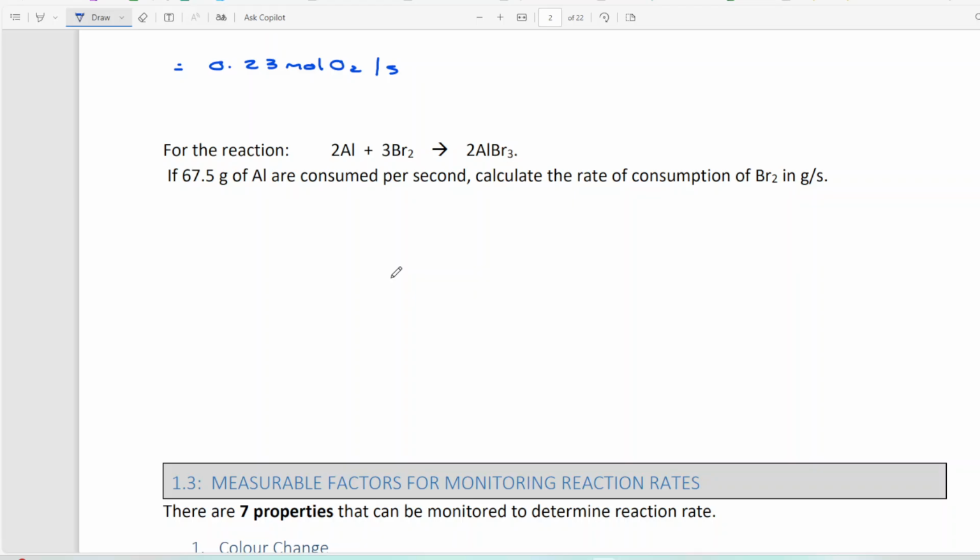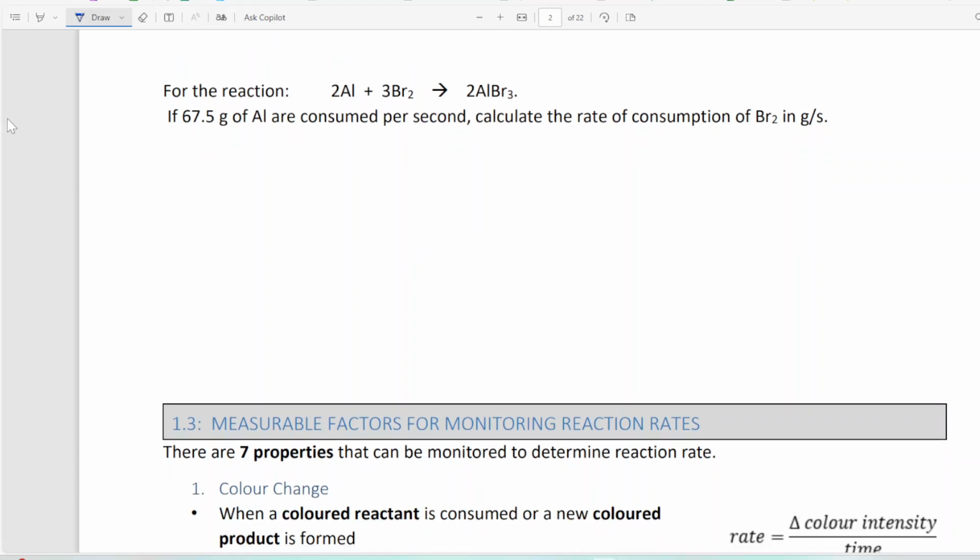So in this next reaction, they're going to tell you that 67.5 grams of aluminum is consumed per second. So this is 67.5 grams per second of aluminum is consumed. And we want to find the rate of consumption of bromide, okay, in also grams per second. So how are we going to do that? Well, let's start that we know that our rate of consumption of aluminum is 67.5 grams per second. We want to be able to convert this to the consumption of bromide also in grams per second.